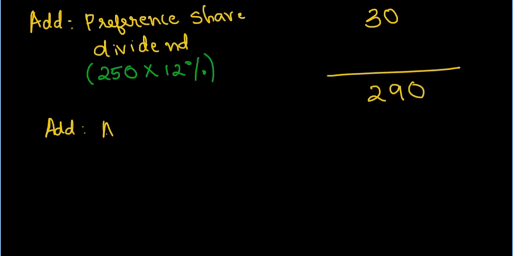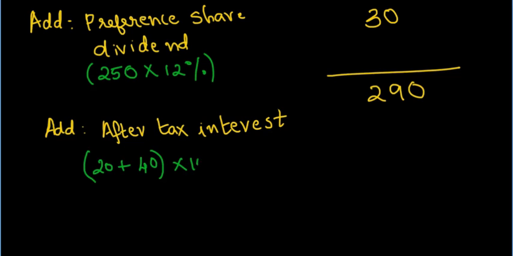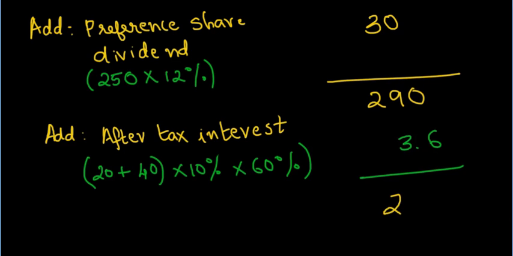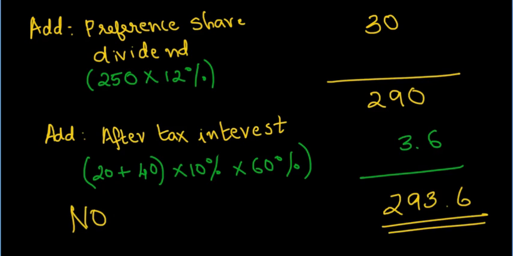To this amount, interest after tax deduction is added, which is 20 plus 40 into 10% into 60%, which becomes rupees 3.6. Hence, the net operating profit after tax or NOPAT is found to be rupees 293.6.